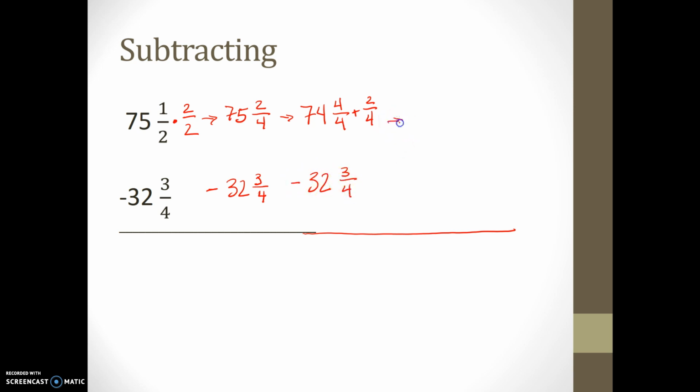Okay, so let's rewrite this problem one more time. I'm going to add those two fractions right here and here. So I get 74 6/4 minus 32 3/4. And now I'm ready to subtract. So I'm going to subtract 3 from 6, and I'll get 3/4.